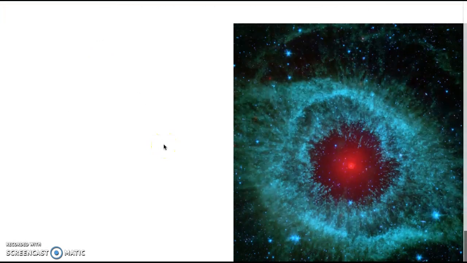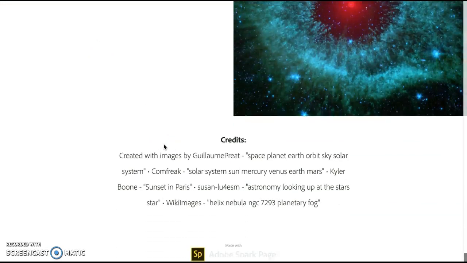And so that is Some Galaxy. And those are the credits.